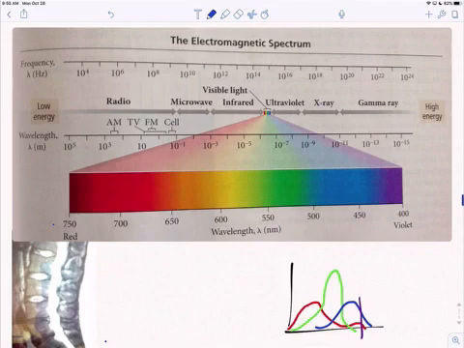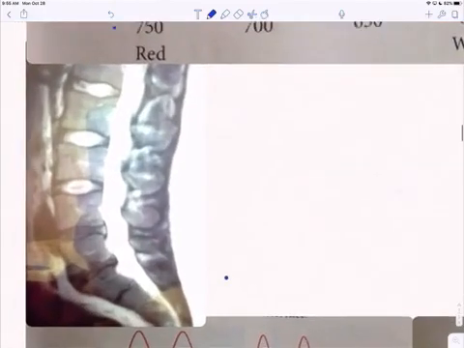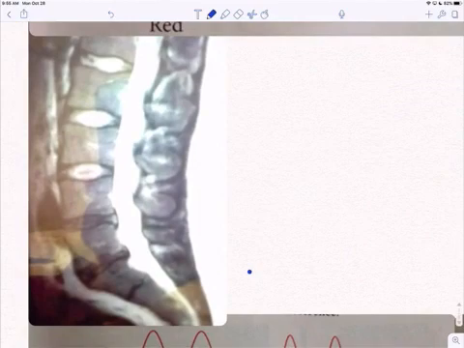Has anyone ever had an MRI before? I've had 2. If you're inside of them, this is what they sound like. This is my lower back, in case you're wondering. At least it used to be. I don't know what it looks like now. But that is an image of my lower back.